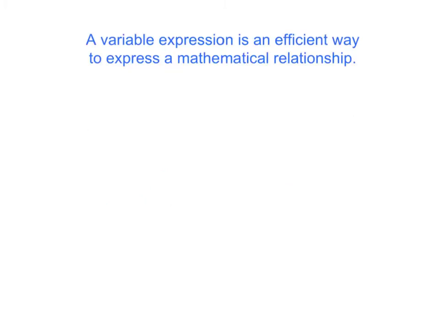What is a variable expression? A variable expression is an efficient way to express a mathematical relationship. You'll hear in some classes teachers talk about variable expressions, or in some textbooks too. Another term for variable expression is algebraic expression, just meaning the same thing. An algebraic expression contains a variable. But in either way, the expression represents a relationship. It could also represent a rule, a pattern, or a sequence. It could help explain those in a mathematical sense.